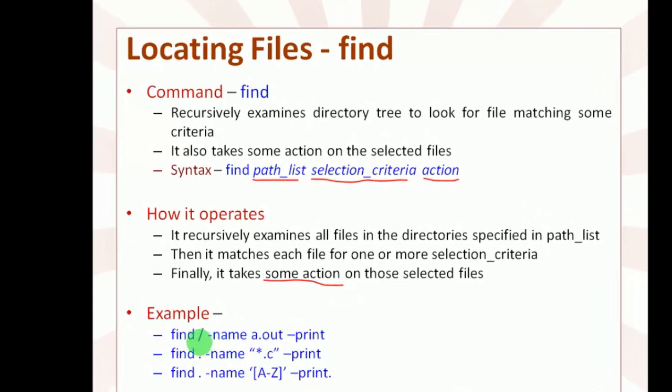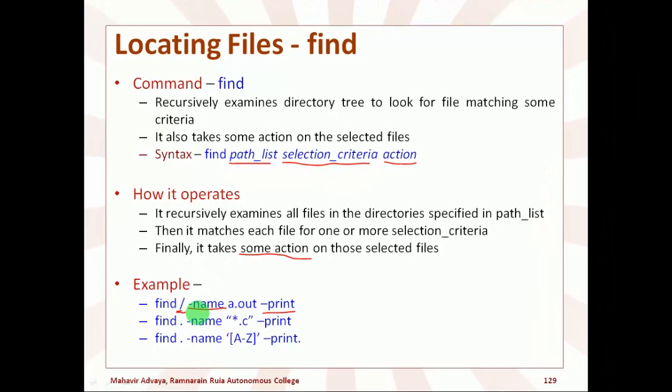So you have find, this slash, hyphen name is the parameter that we use. That is what becomes your selection criteria and name of the file that you want to search, and this is the action. So the path list is basically the root, that is where we are searching for a file, in the root directory, and then we have the selection criteria as name. So we are searching for the file name with this, and finally we want to display the name. So the print command will just display the name of that file. If the file is found, it will display the file name, or it will display some message. So let's have a look at this.